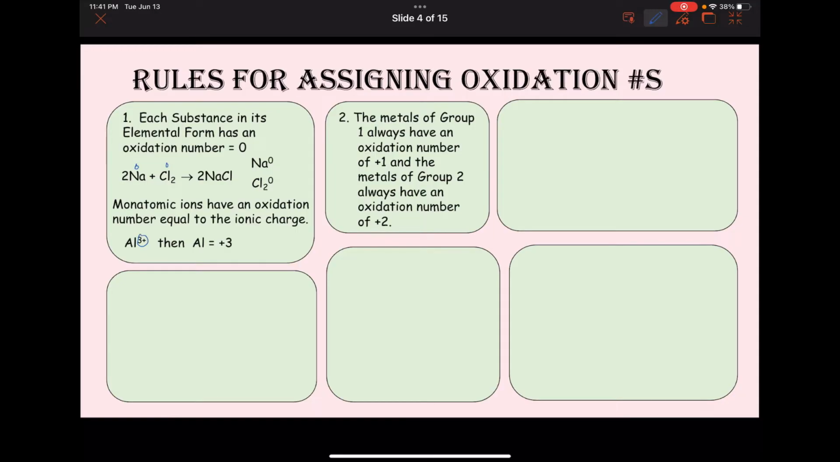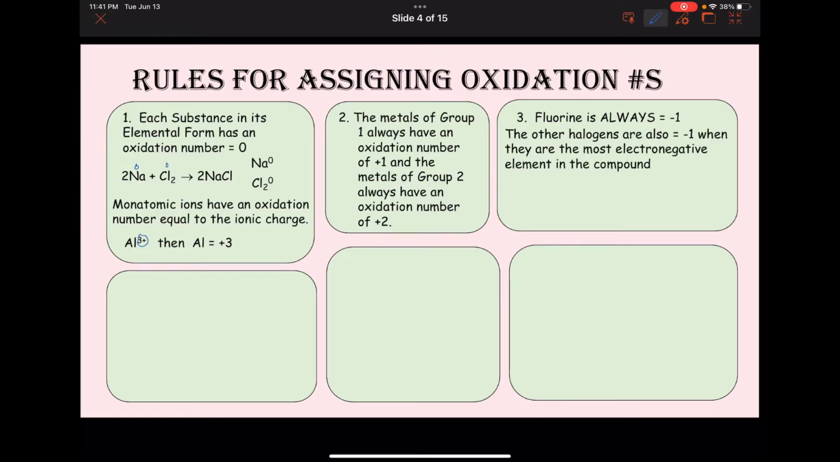Any metals in group 2 always have an oxidation number of +2. Fluorine is always going to have a charge of -1. And other halogens are also technically -1, especially when they are the most electronegative elements in the compound. So for example, in CaCl2, chlorine is going to be -1 because chlorine is more electronegative than calcium.